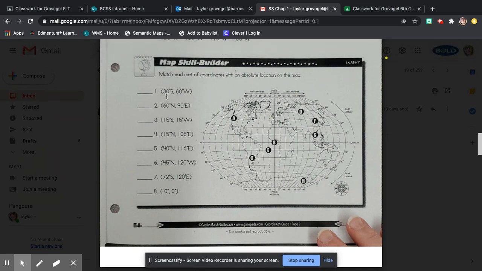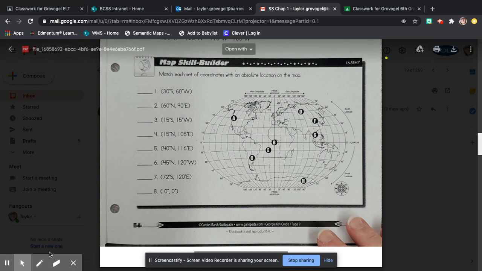It says 30 degrees south. So I'm going to get, and you may not want to use a highlighter all the time like I am, since you guys are going to have to do a lot more. Maybe a pencil would be good so you can erase it.